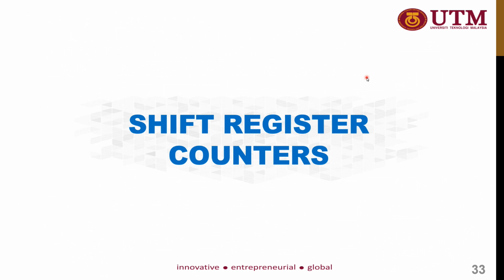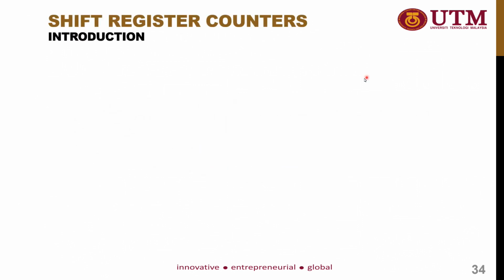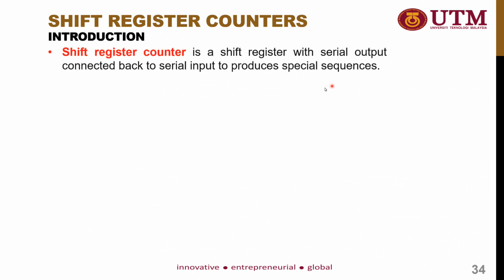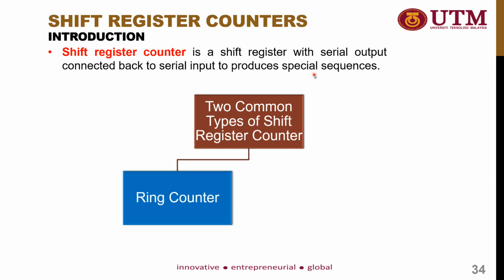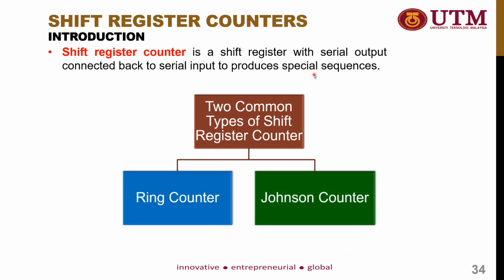So what actually are shift register counters? First I will go through the introduction. A shift register counter is a shift register, of course, with the serial output connected back to the serial input to produce special sequences. For shift register counters, there are two types. The first type is the ring counter. The second type is the Johnson counter. In this chapter, you will learn both types. In general, a shift register counter is similar to a shift register, but the only difference is that the output is connected back to the input because we want to produce some sequences.